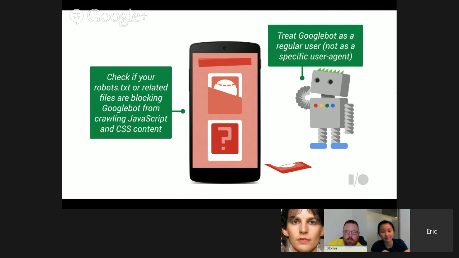Now here's something you should keep in mind. Make sure you're treating Googlebot as a regular user. What I mean by that is when Googlebot is crawling your site and it's saying that it's an iPhone, for example, treat it as an iPhone. Don't treat it specifically as Googlebot. This is very important because in our Webmaster Guidelines, we want to make sure that you're not showing Googlebot one version of your site, but showing users a different site. This is considered cloaking, and this goes against our guidelines.